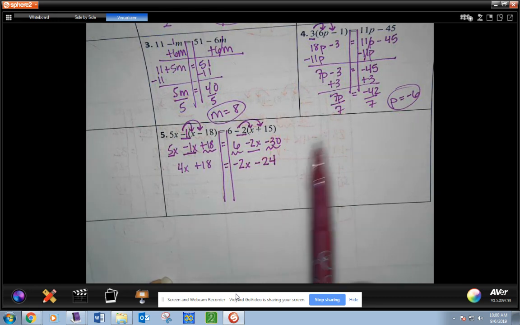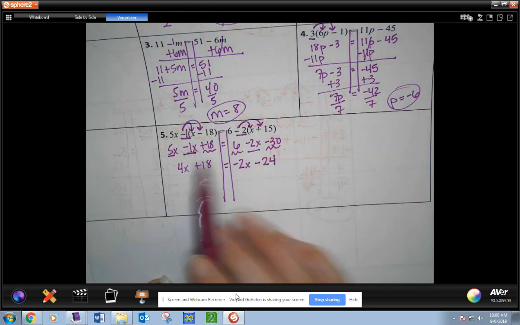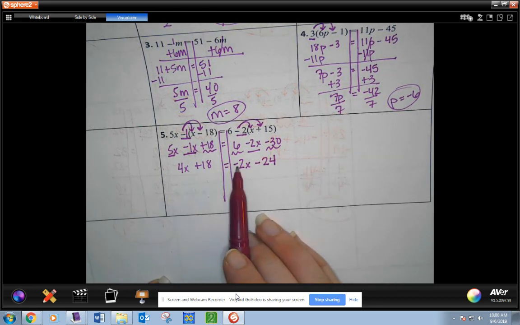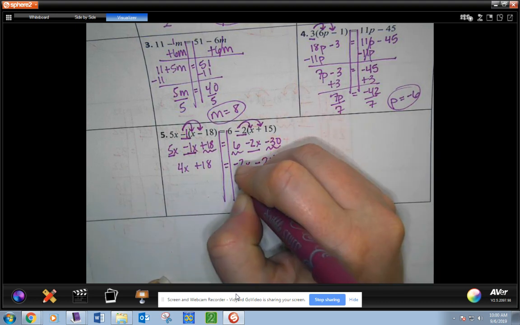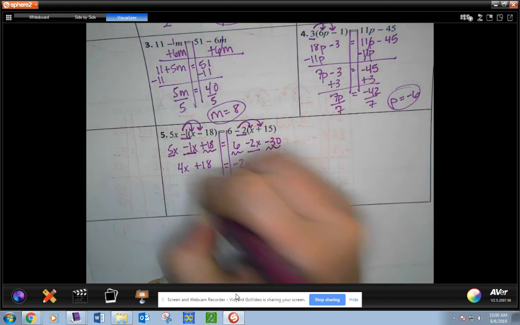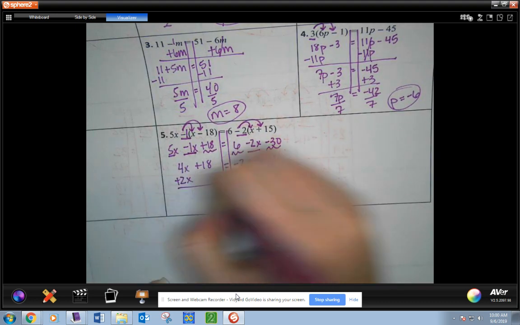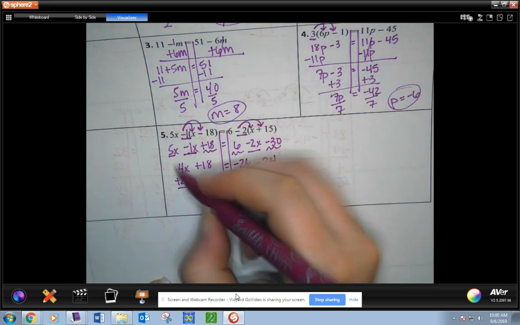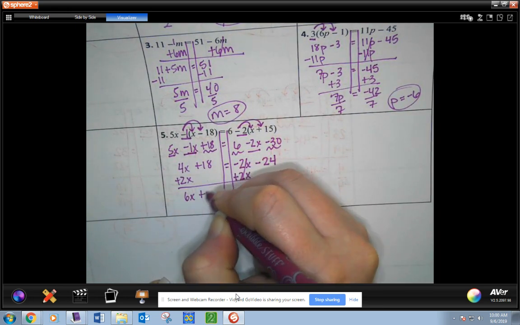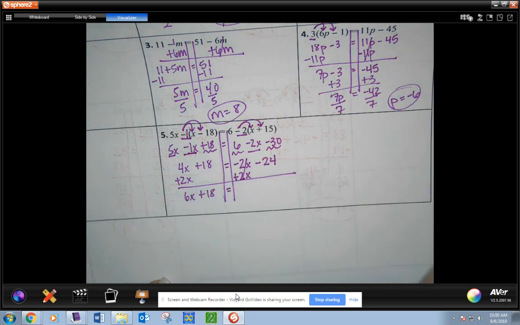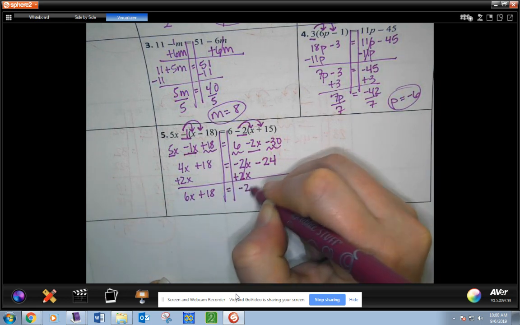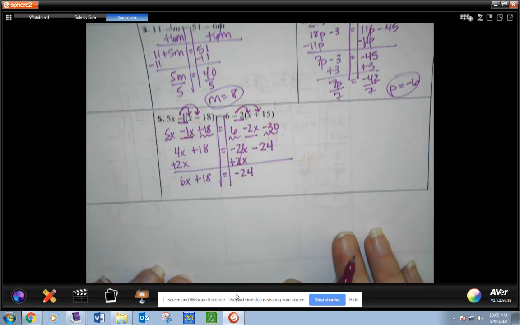Now I'm on step 3, which is move the smaller variable. I have a 4 and a negative 2. Negative 2 is smaller, so I do the opposite, which is add it. 4 plus 2 will give me a 6x. I keep plus 18 equals, and all I have left over on this side is negative 24.